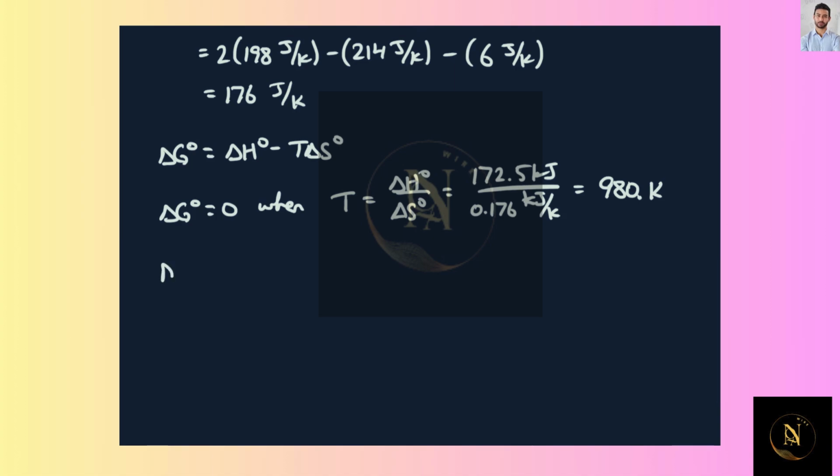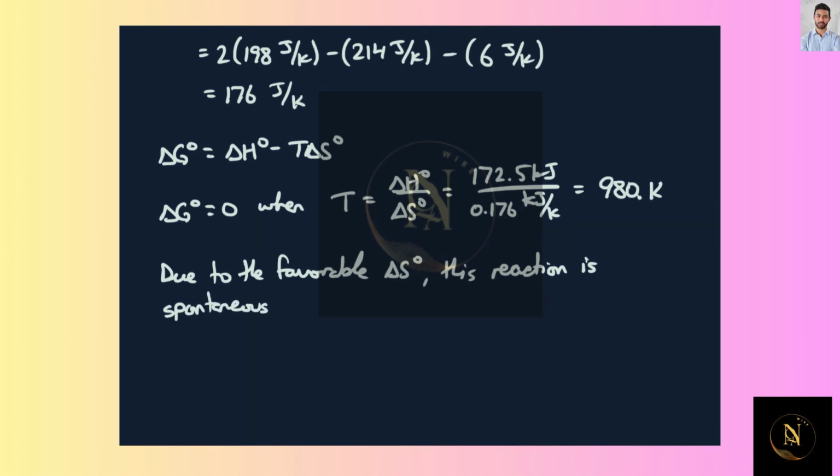So due to the favorable delta S naught, this reaction is spontaneous at a temperature greater than 980 Kelvin.